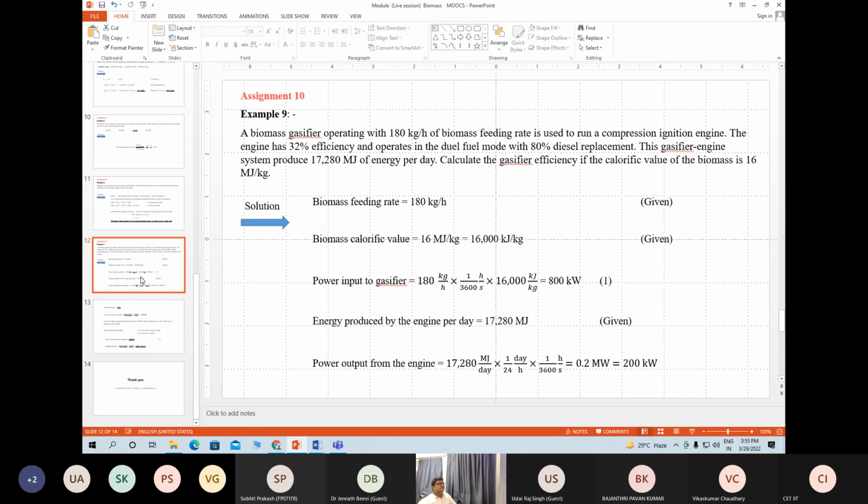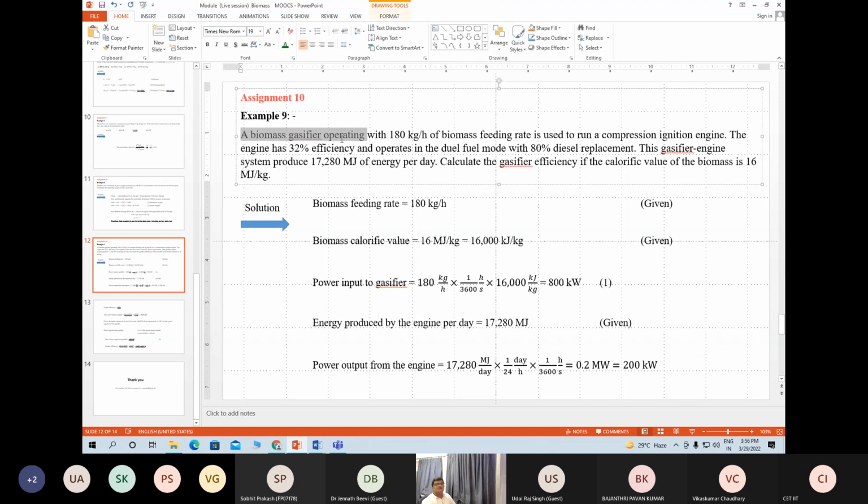And this is another example along similar lines. I have mentioned it in assignment number 10, which is the last example of that assignment. Here it was again asked for a biomass gasifier, which is operating with 180 kg per hour of biomass feeding rate, and it is used to run a compression ignition engine. The engine has 32% efficiency, and it operates in dual fuel mode with 80% diesel replacement. Dual means it is using diesel as well as the gas produced from the gasifier as fuel.